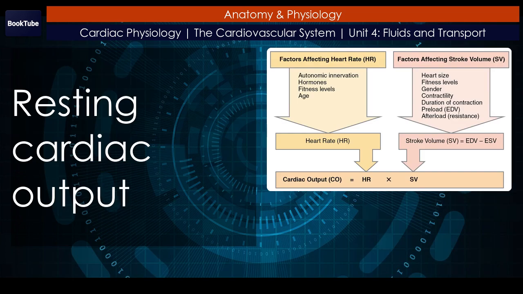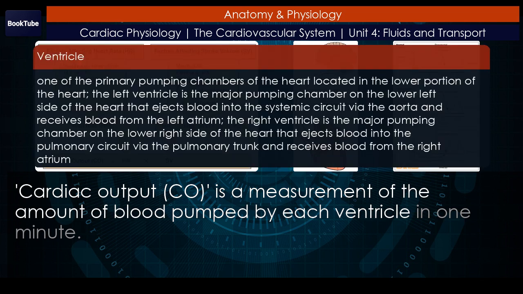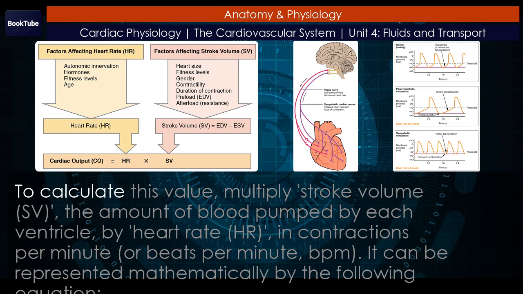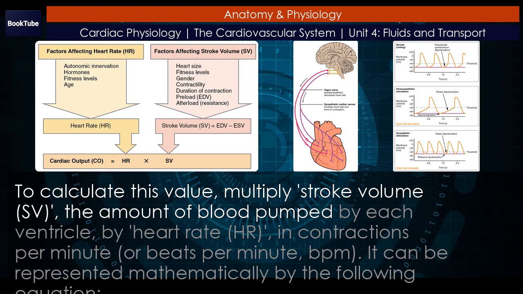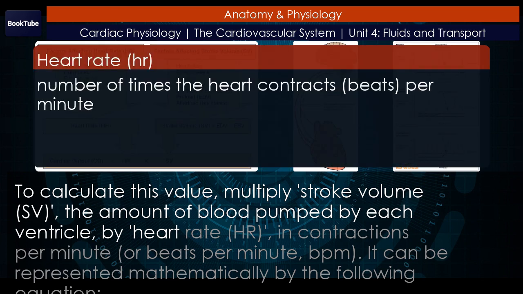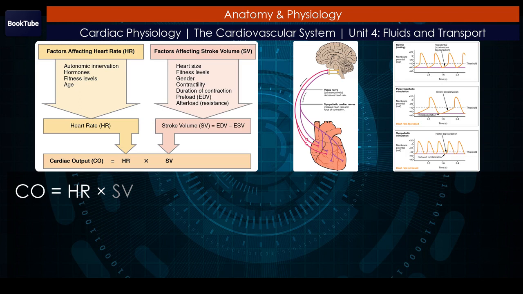Resting cardiac output. Cardiac output, CO, is a measurement of the amount of blood pumped by each ventricle in 1 minute. To calculate this value, multiply stroke volume, SV, the amount of blood pumped by each ventricle, by heart rate, HR, in contractions per minute, or beats per minute, BPM. It can be represented mathematically by the following equation. CO equals HR times SV.